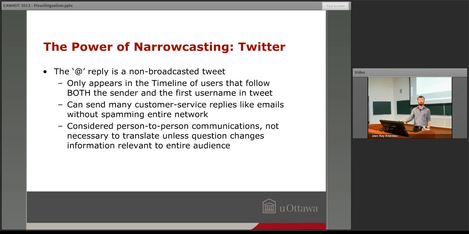We send 40 a day. If we sent that and everyone saw them, they'd be spamming on our main account. But you can send this in order to target things, and allows you to send person-to-person communications, which you can send in the language of choice, customer service replies, and do it in a non-spammy manner.